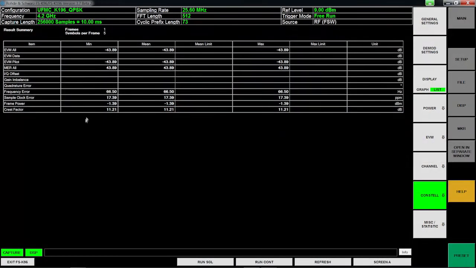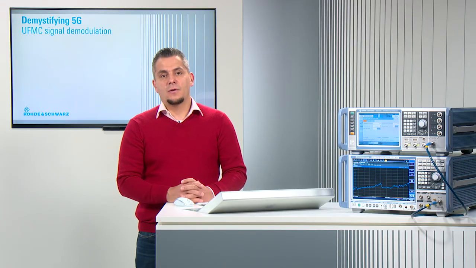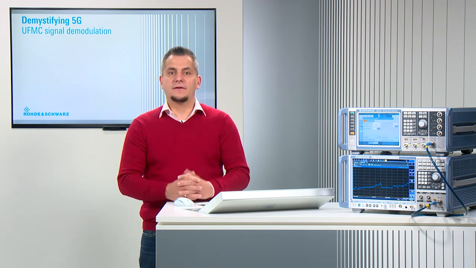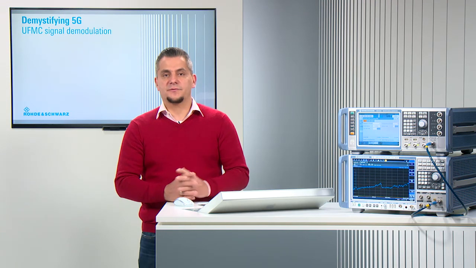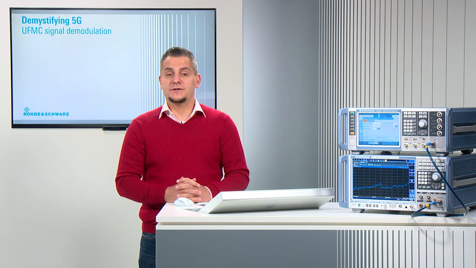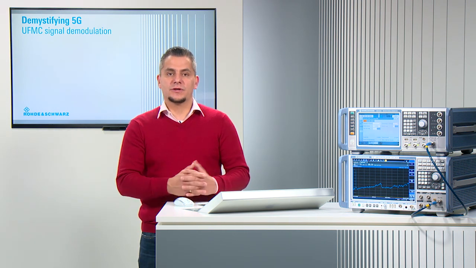Coming back to the software, let's take a look at signal quality. You see here we measure right now an EVM of minus 43.89 dB, which is significantly underneath 1%. So if you're now designing a power amplifier that is targeting these newly allocated frequencies for IMT Advanced, for instance the 4.2 gigahertz that I used here in the example, then you can of course see what the nonlinearities of that power amplifier do to a UFMC signal using Rohde & Schwarz analysis tools.